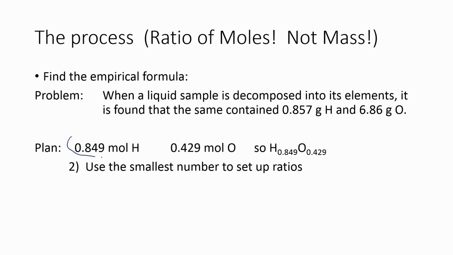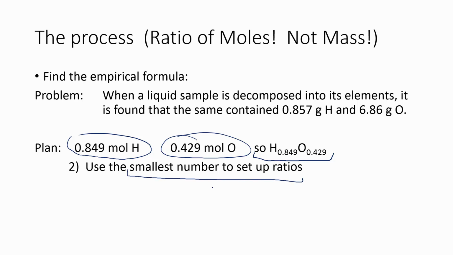So with those two numbers, what we get is H 0.849, O 0.429. That's not a simple whole number ratio, right? Well, how do we get whole number ratios, or at least closer to it? We use the smallest number to set up a ratio between the two. So we divide by that number in both instances. We're going to divide both by 0.429 because that's the smallest number present here.